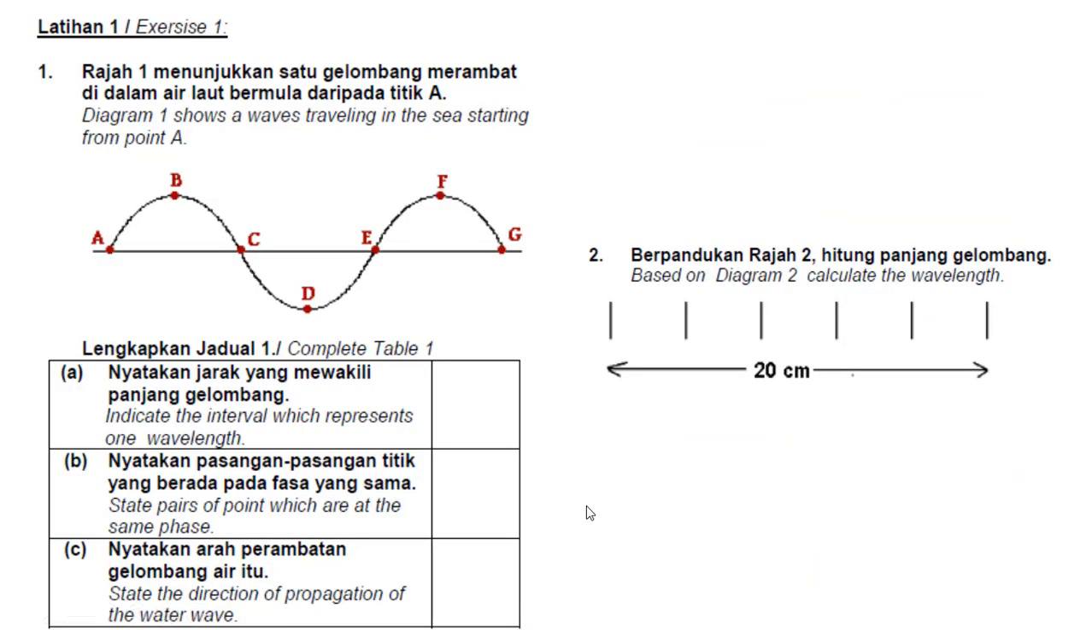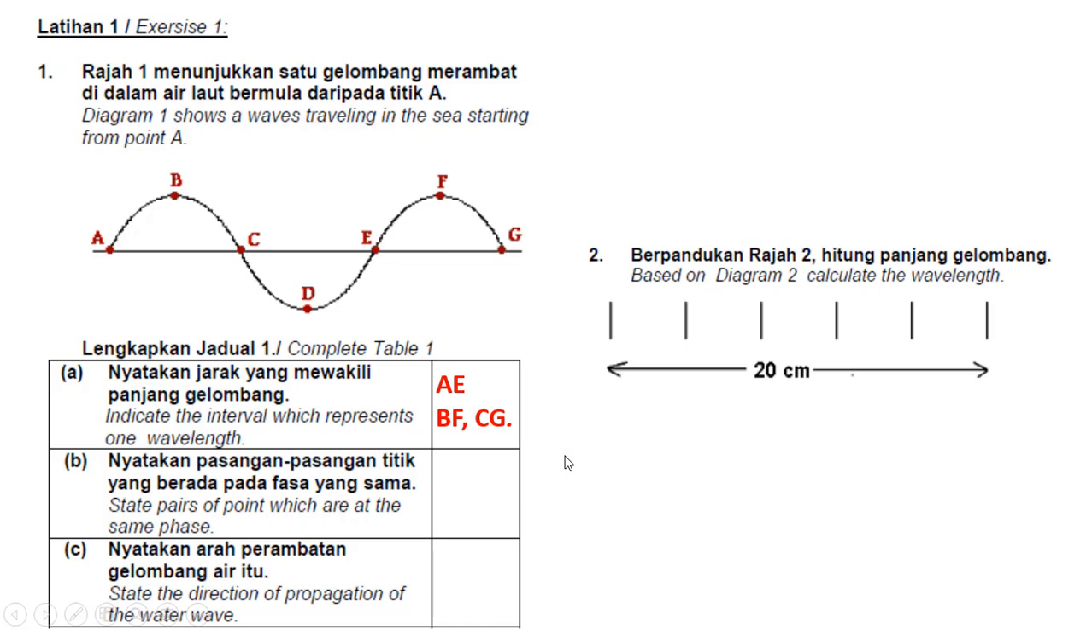Okay, let's do some exercises. Exercise 1. Diagram 1 shows a wave traveling in the sea starting from point A. So we have A to G. The first question, indicate the interval which represents one wavelength. So we have A to E, the distance between A to E. Another one is crest to another crest, distance between B and F. And also from C to G.